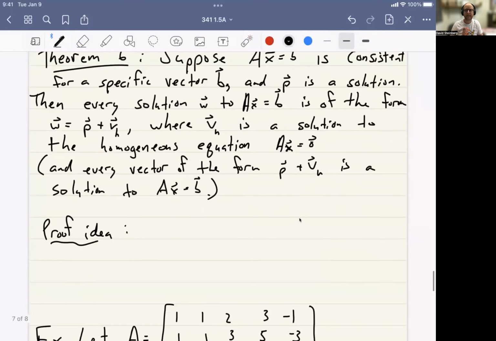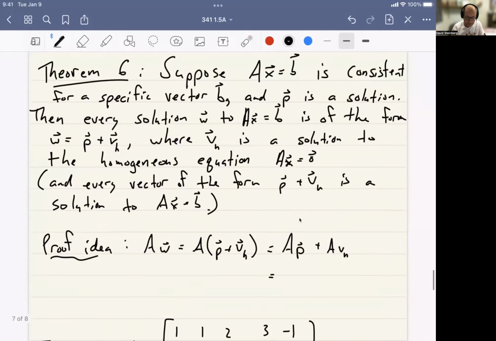I won't give you all the details. The details you can find in the textbook, but look, if we apply our matrix A to W, what's going to happen? This is A times P plus VH. The subscript H is supposed to remind you that V is a homogeneous solution. So we know that matrix multiplication behaves the way we think it ought to. It distributes.